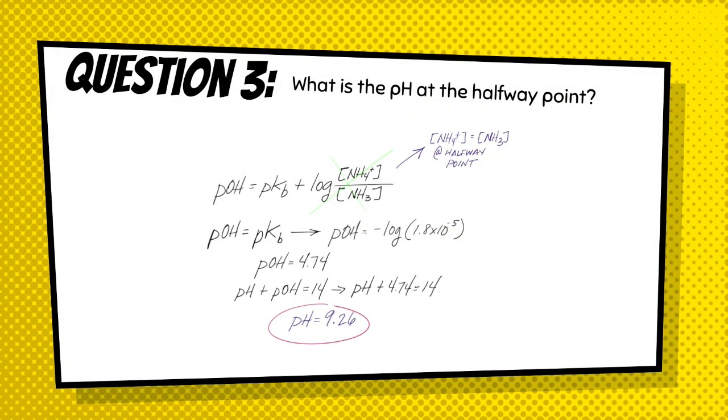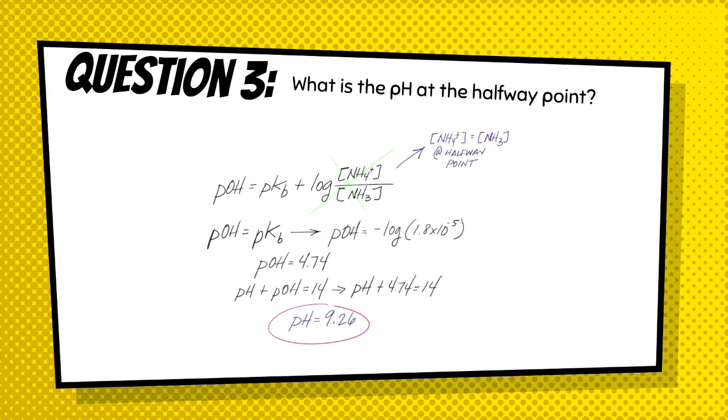Question 3, what's the pH at the halfway point? Well, as you can see, I've written a version of the Henderson-Hasselbalch equation, which says that the pOH will be equal to the pKb plus the log of the concentration of the conjugate acid divided by the concentration of the conjugate base. Now, because we're at the halfway point, the concentration of the conjugate acid and base will be equal. Therefore, we can eliminate that term in our expression.